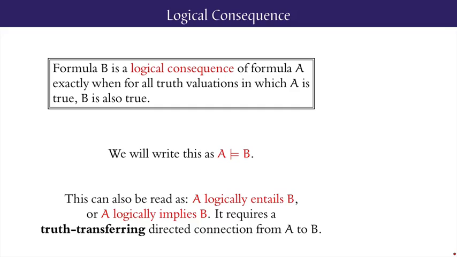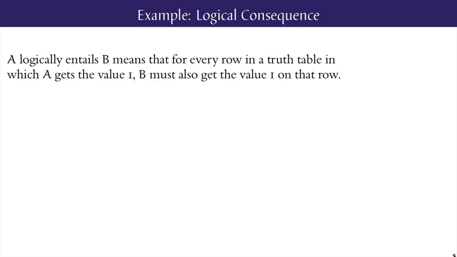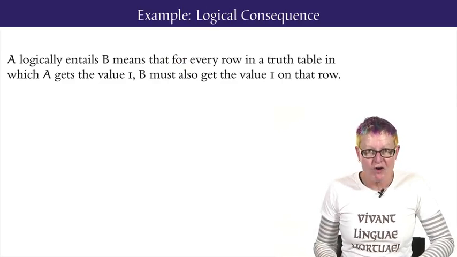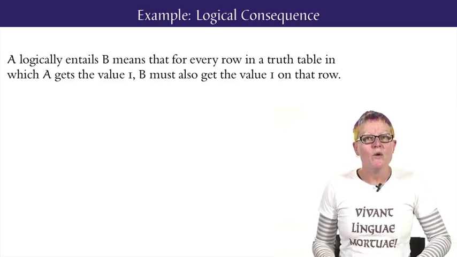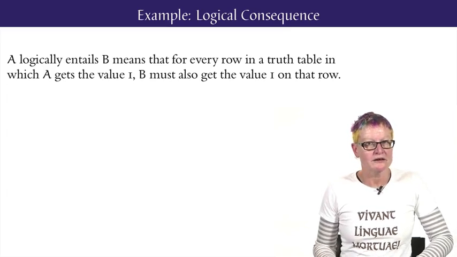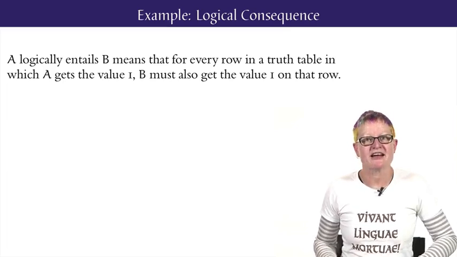A conditional proposition is true or false as a matter of fact, while a logical consequence relationship is a different beast. It holds in virtue of the logical structure or shape of the formulas together with the meanings of the connectives within them. In terms of a truth table, the truth transfer connection from A to B requires that for every row of the truth table in which A gets value 1, we have B also getting value 1 on that row.